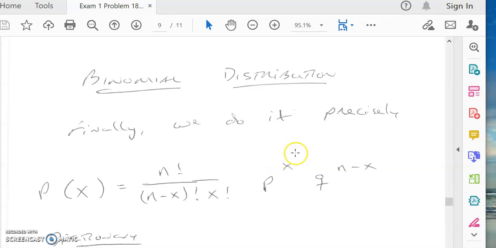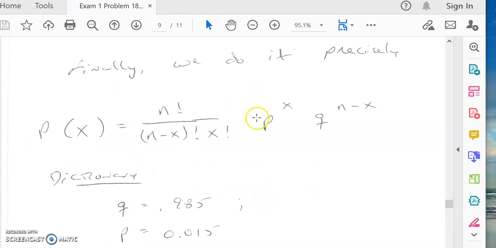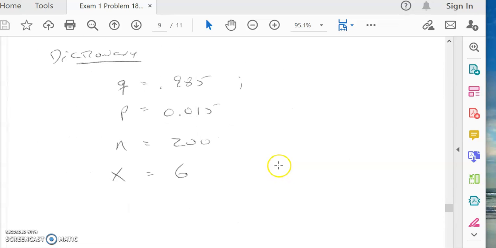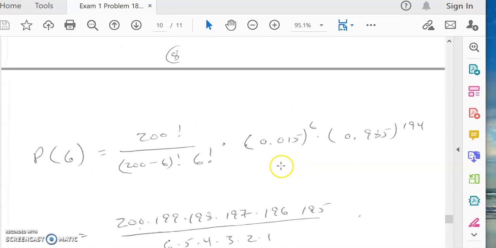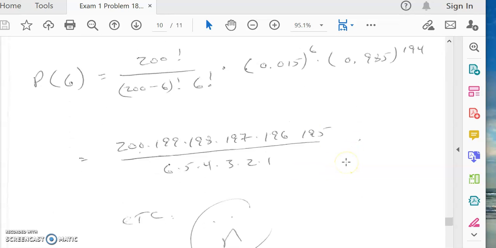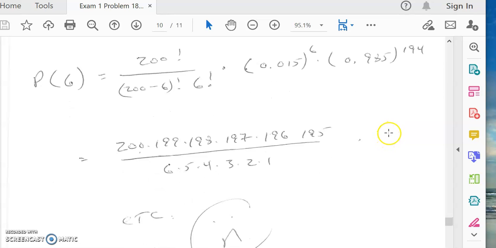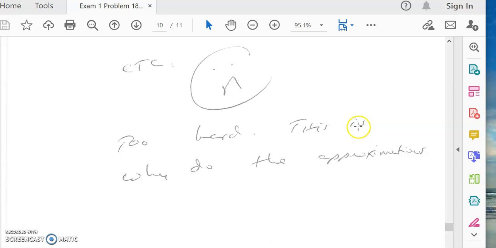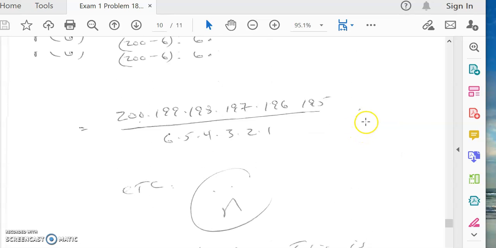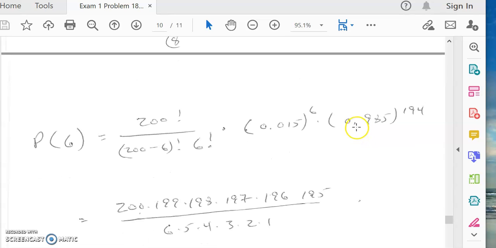Okay, so finally, another choice we have is to use the binomial distribution. We're not going to use an approximation. We're going to do it precisely. So here it is. We crank it out. Okay, we write all this stuff out, and we look at this, and then I give up. I just say to myself, it's too hard. 0.985 raised to the power of 194. It's ridiculous. It's just too hard. So I give up. So that's why we do the approximations. Okay, but it can be done. It's just too hard. I hope this helped.